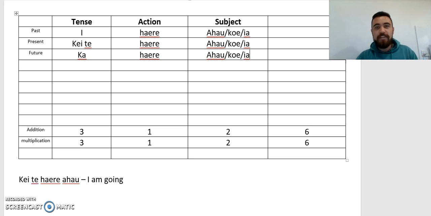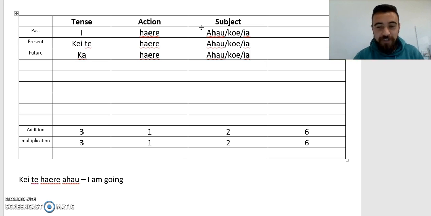Ia. Now ia means him or her. There's no real difference between male and female in this sense. So kei te haere ia could mean he is going. Kei te haere ia could mean she is going. It's really about the context of what you're talking about. If you're talking about a girl, then obviously the response is going to be about that girl if she's the subject of your conversation.